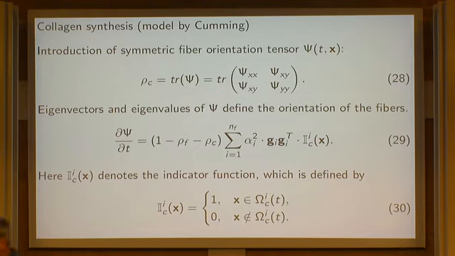You can use this tensor. You can compute the trace, for instance. If you compute the trace, which is just the sum of the diagonals, then you get the collagen density. And if you calculate the eigenvalues and the eigenvectors of this tensor, then you also get the direction of the alignments.